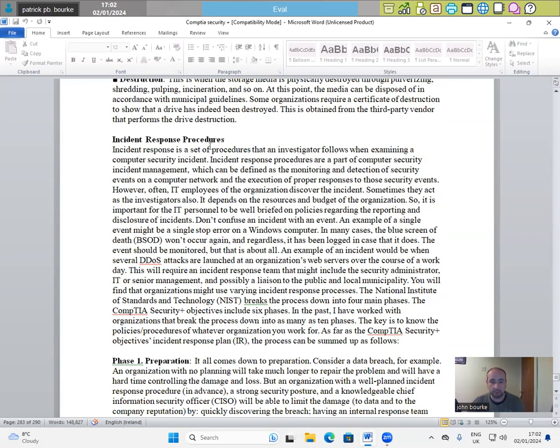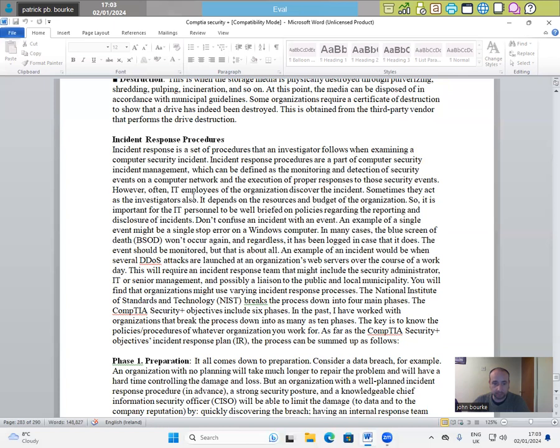destruction. Incident response procedures. Incident response is a set of procedures that an investigator follows when examining a computer security incident. Incident response procedures are a part of security incident management, which can be defined as the monitoring and detection of security events on a computer network and the execution of proper response to those security events.